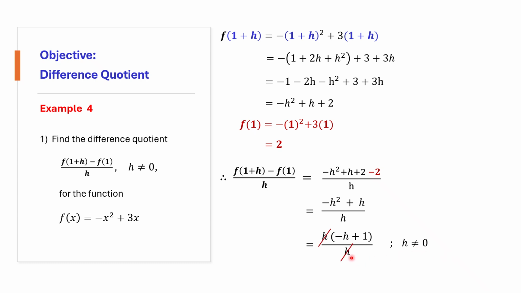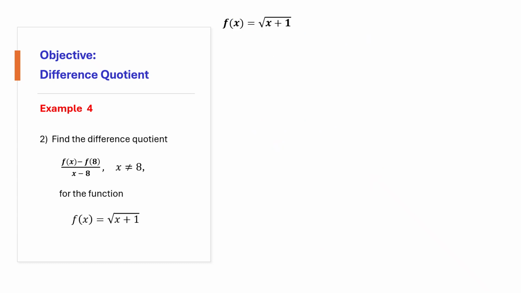And then, as we said a while ago, our aim here in the difference quotient is to cancel this h that makes this fraction undefined. So now we did it. We canceled the h, and the answer is negative h plus 1. So this negative h plus 1 is the value of this difference quotient for this function.